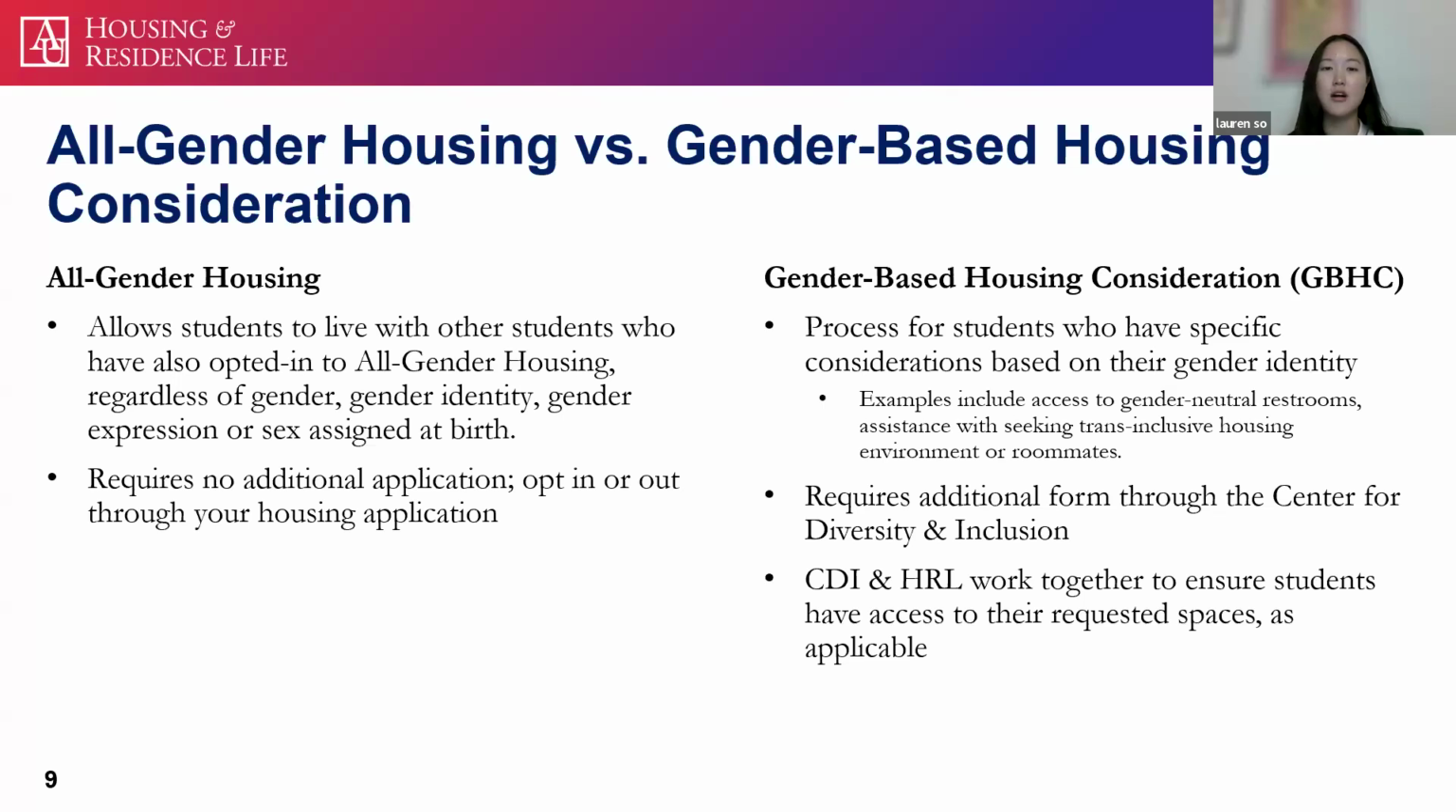And if it turns out you change your mind later on, you can opt out before your assignments are finalized in the same space in the housing application. Whereas gender-based housing consideration is a separate process designed to support students who have specific housing needs related to their gender identity. This could include needing access to gender-neutral restrooms, finding a roommate who shares or respects their gender identities, or seeking a housing environment that's affirming for transgender or non-binary students. If you're interested in the gender-based housing consideration, there's an additional form that you'll need to fill out through the Center for Diversity and Inclusion, or CDI. After that, CDI and our office will work together to make sure your preferences and needs are considered as we do the housing placements. And if you're not sure which option is best for you, or you want to talk through it in more detail, both CDI and our team can help support that.